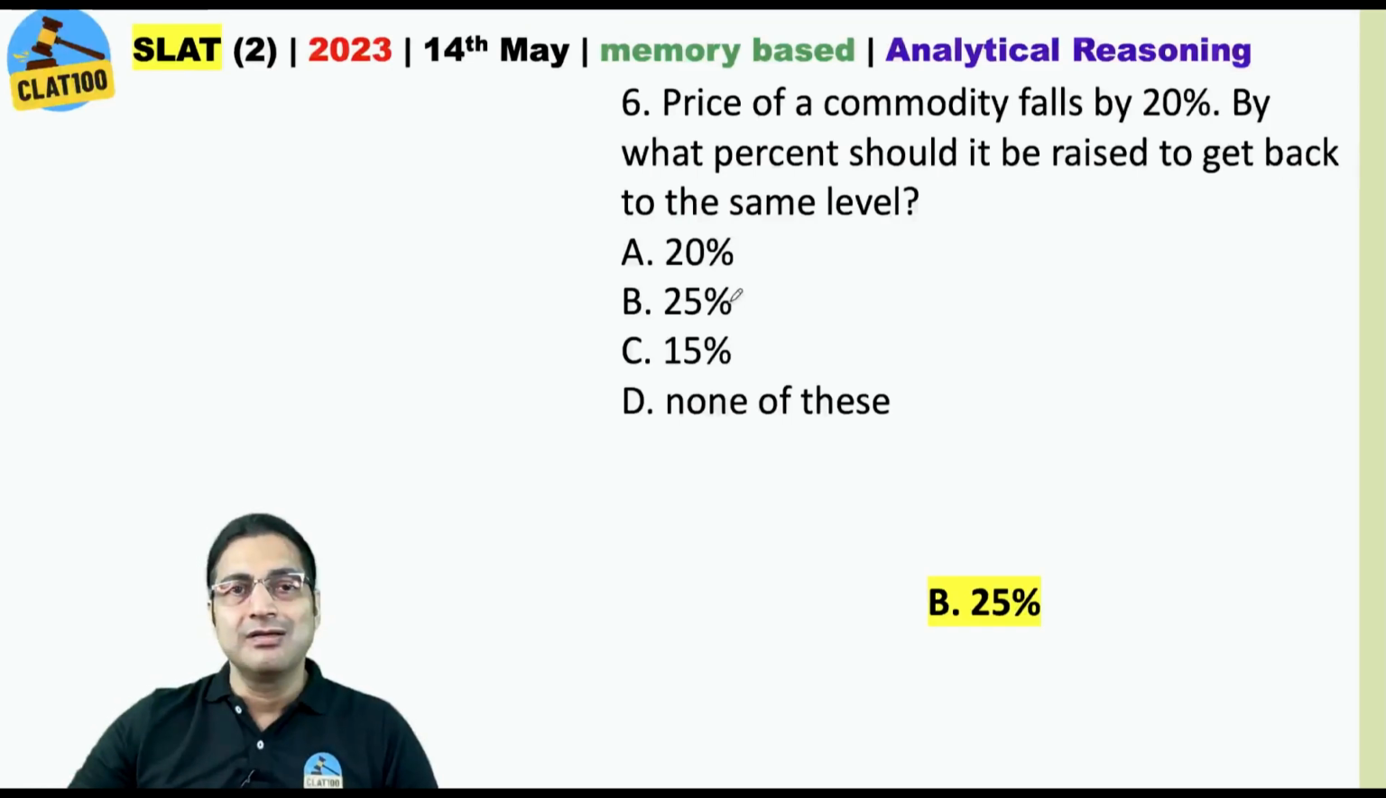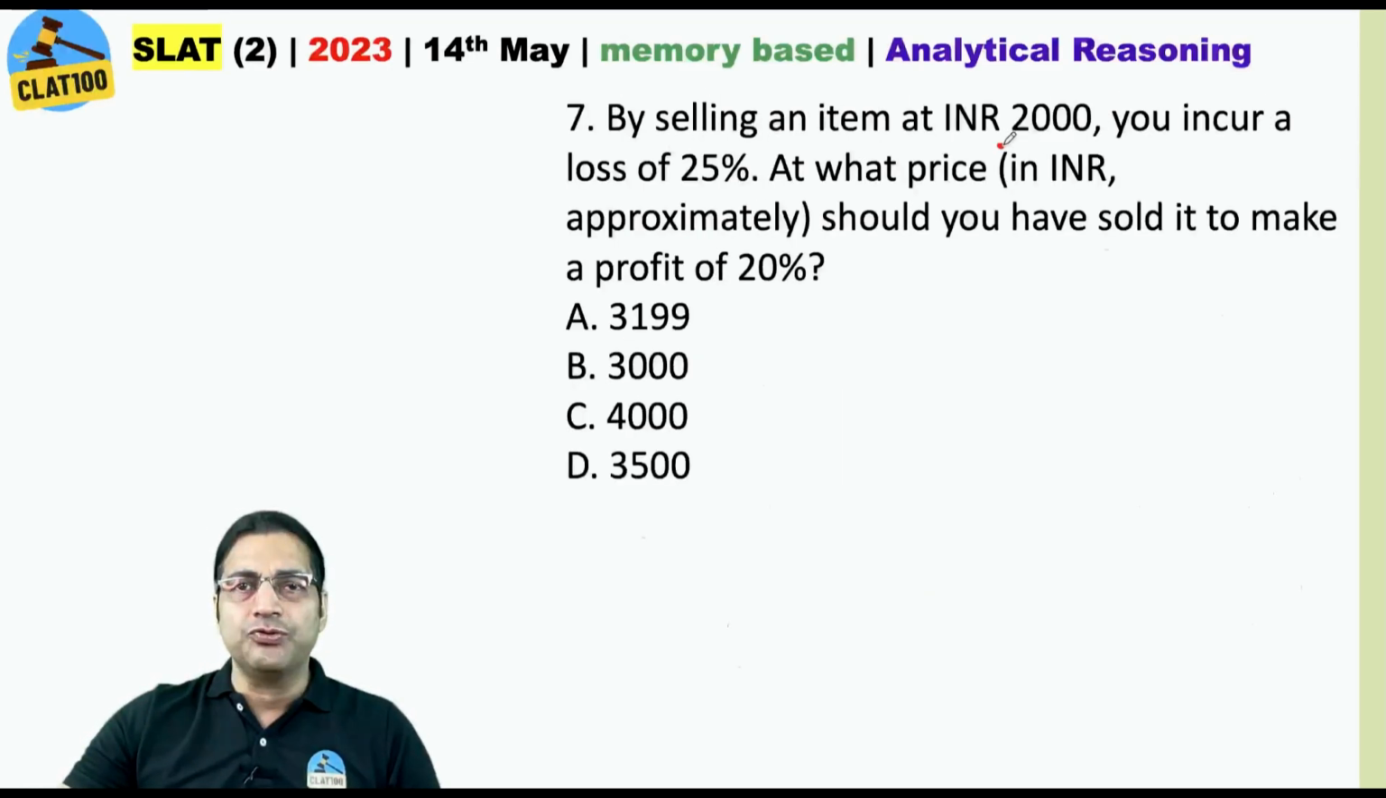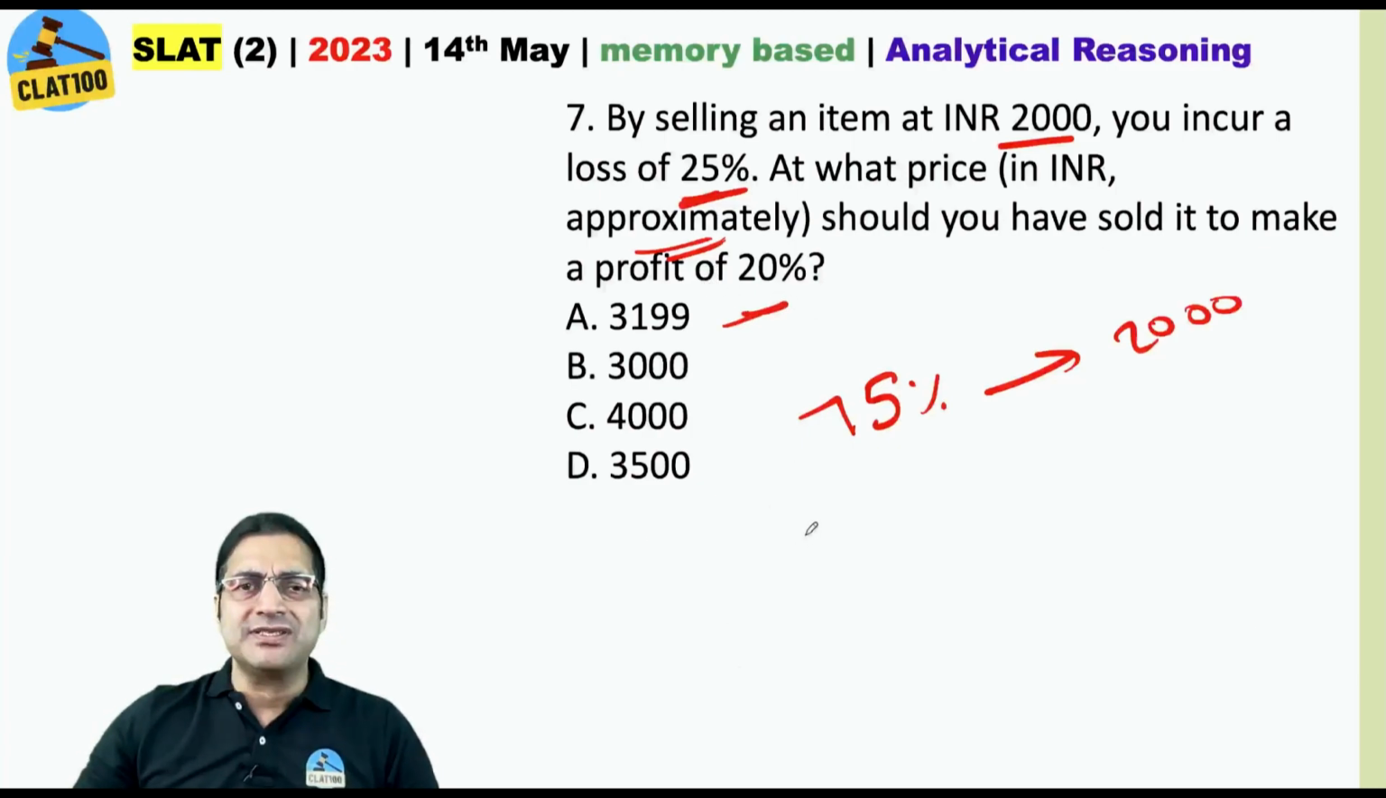No, you cannot. By selling an item at INR 2000, you incur a loss of 25%. At what price should you have sold it to make a profit of 20%? And hey, in the examination, this approximately was given. All right, you can hold me accountable for it if it was not given. Okay. All right. So, basically, they're asking you at a loss of 25%, that is 75% of the cost price, that is equivalent to 2000. Okay. When you make a profit of 20%, that is 120% of the cost price. It should be what? Okay.